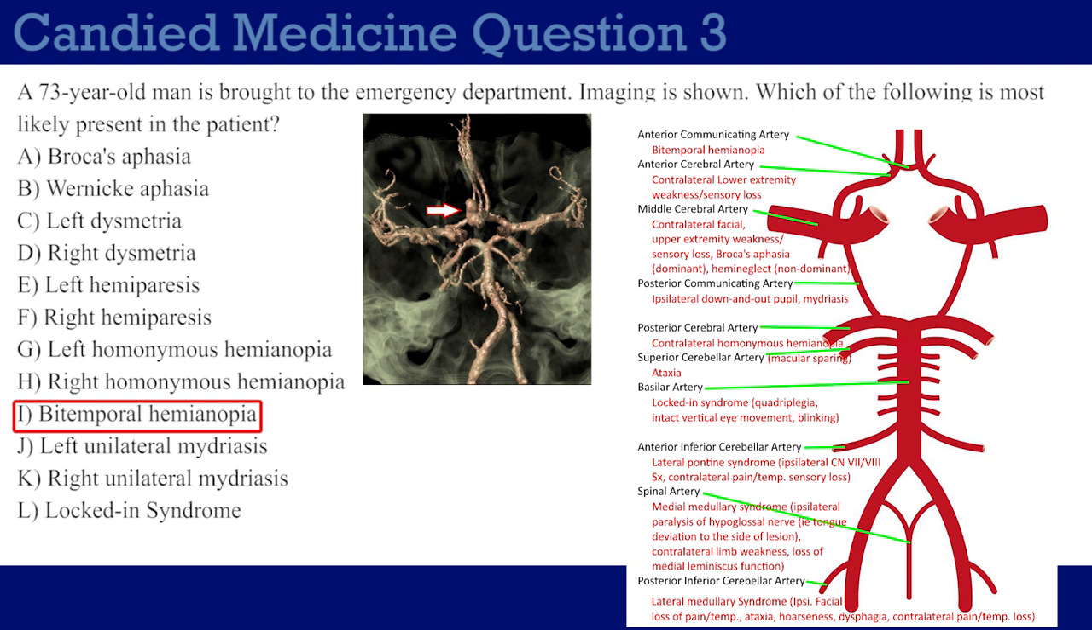So posterior communicating artery, this is one of those things where you'll find this in First Aid as well, which is the concept that you need to remember that CN3 has its parasympathetic fibers on the outside and the motor fibers on the inside.